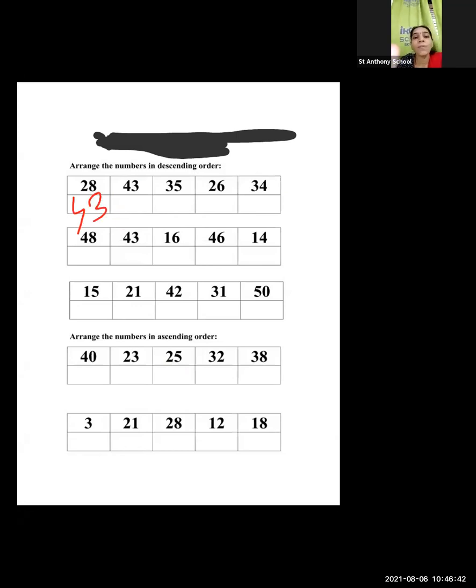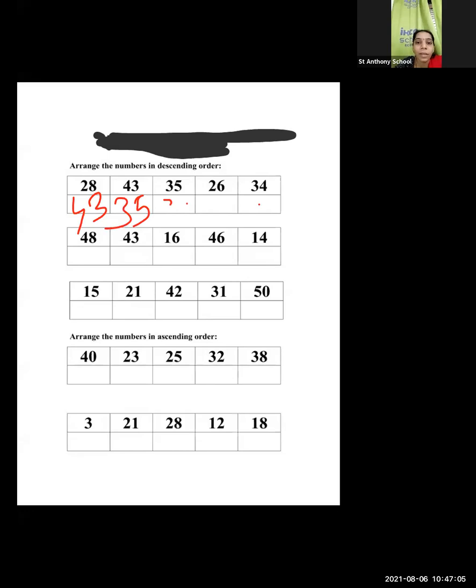Then which number is smaller than 43? Here is 3 tens and 5 ones, and here is 3 tens and 4 ones. Of these two numbers, 35 is the bigger number. So we write 35 over here.